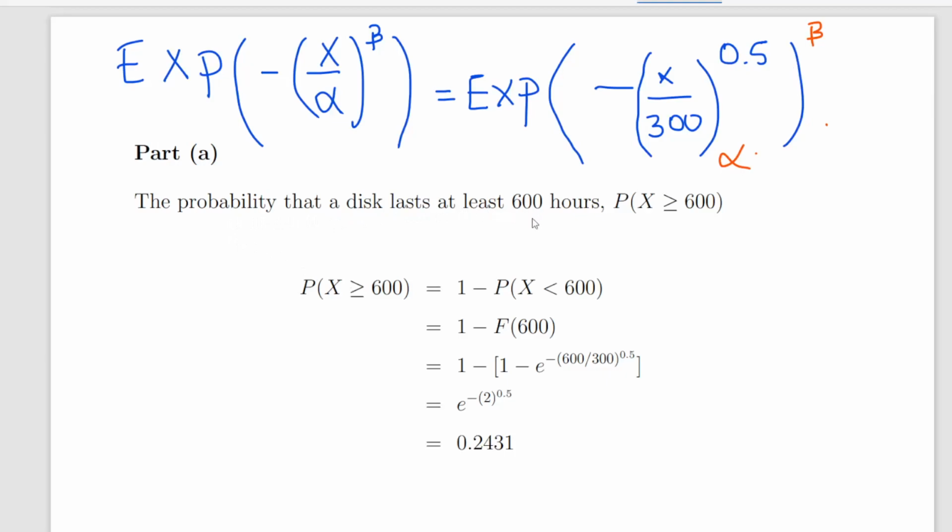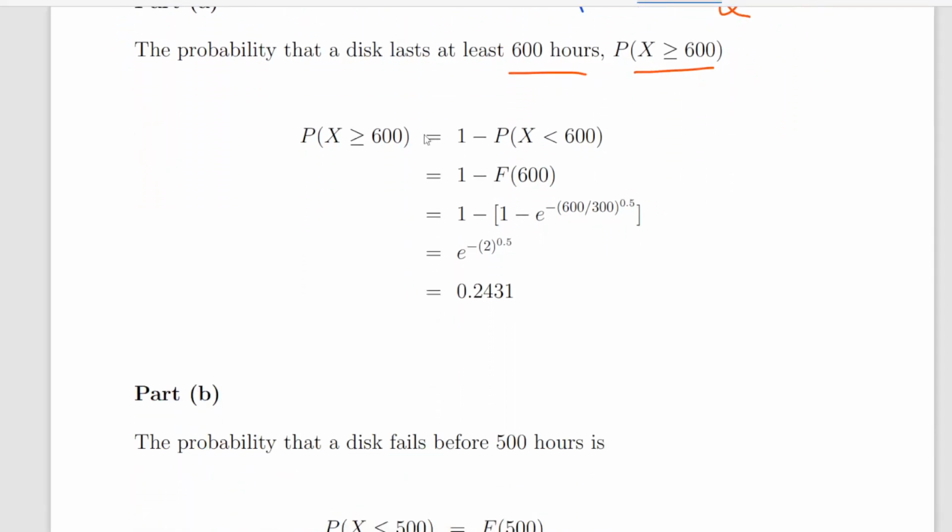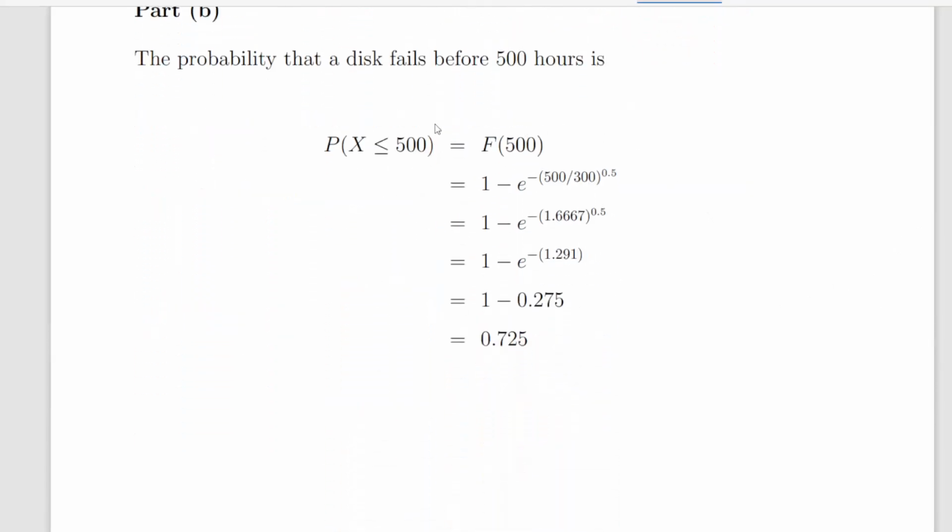Calculate the probability that a disk lasts at least 600 hours. What is the probability of x being greater than or equal to 600? That is 1 minus the cumulative distribution function of 600. So it's 1 minus the exponential of minus 600 divided by 300 to the power 0.5. Now the minus and minuses cancel out, so essentially all we have to do is work this out. 600 divided by 300 is 2, and so we get the square root of 2. It's the exponential of minus the square root of 2, and that should work out to be 0.2431.